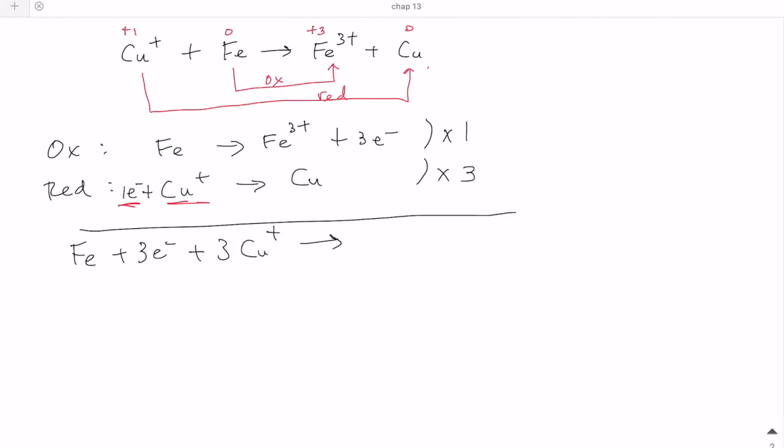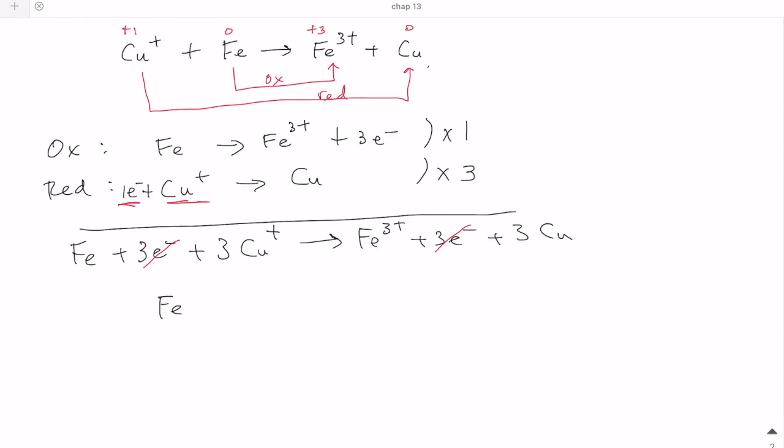Just don't forget the charges in these redox type balancing, because once you forget that, there's going to be a mistake later on in the balanced equation. On the product side, we have Fe3+ plus 3 electrons plus 3 Cu. You cancel out the species that are the same, which if you've done this correctly should be the electrons. And so your final balanced equation would be Fe plus 3 Cu+ going to Fe3+ plus 3 Cu.